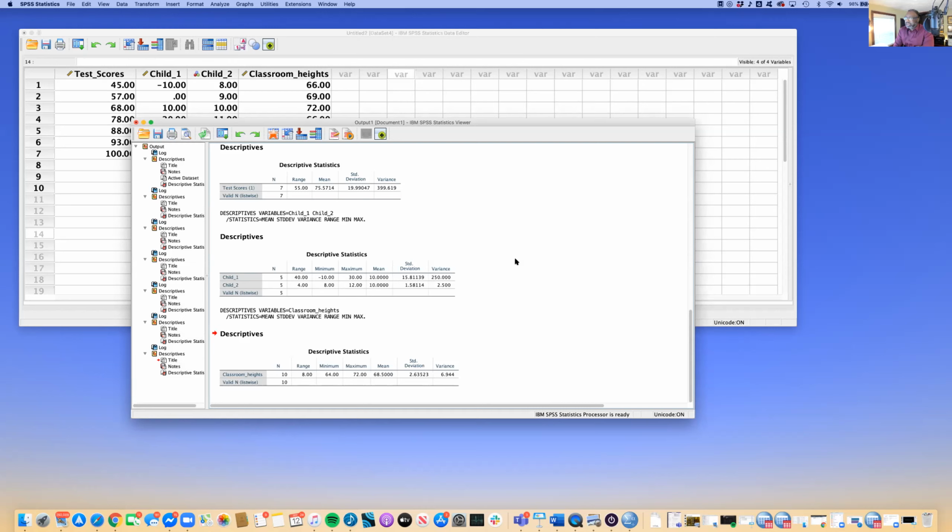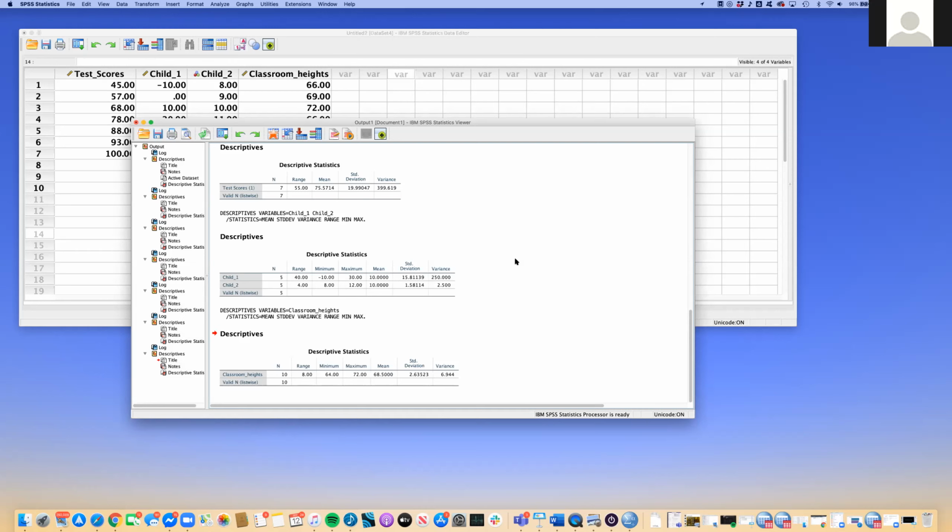Standard deviation is 2.63 inches, and the variance is 6.9. So I would say that we're pretty closely aligned around the mean. Okay, so let's do this. Let's take the mean and subtract 2.6 and add 2.6 to the mean.